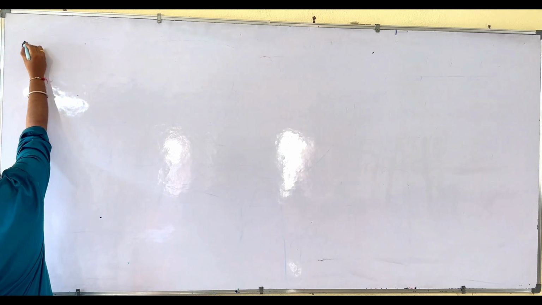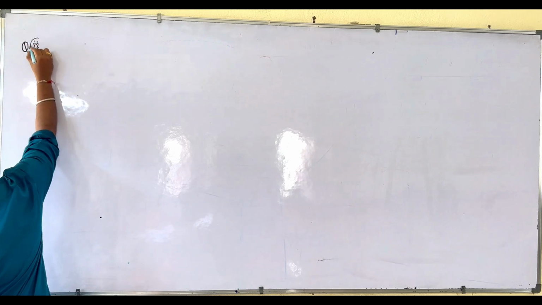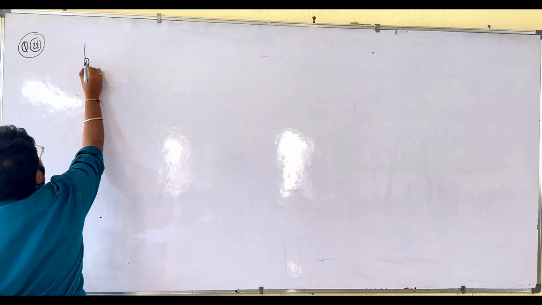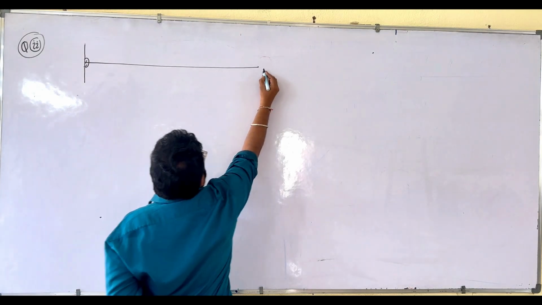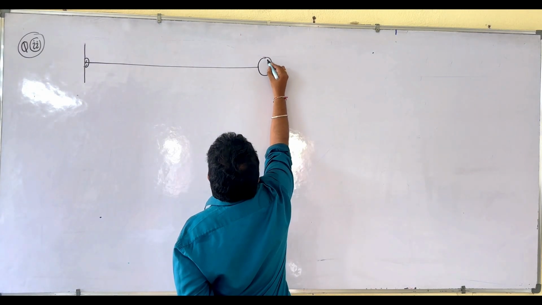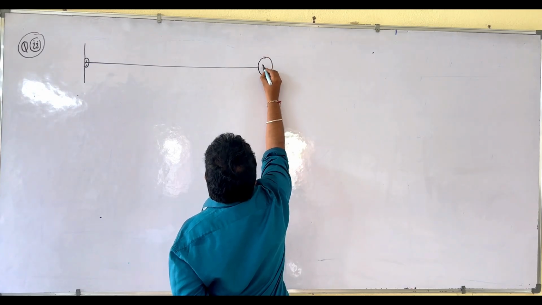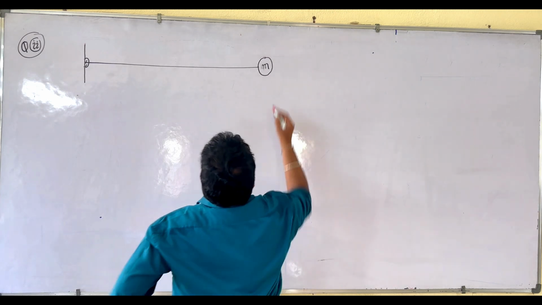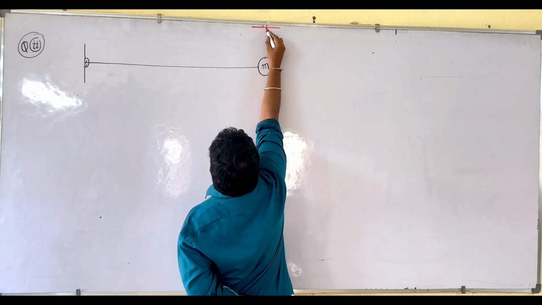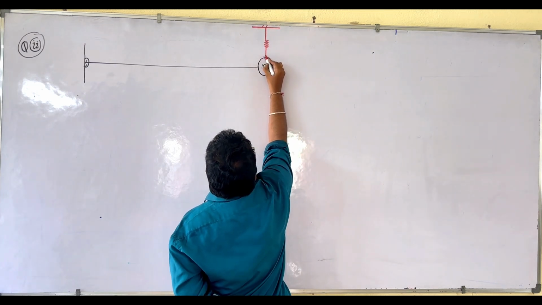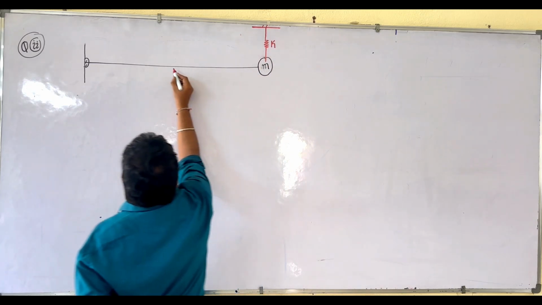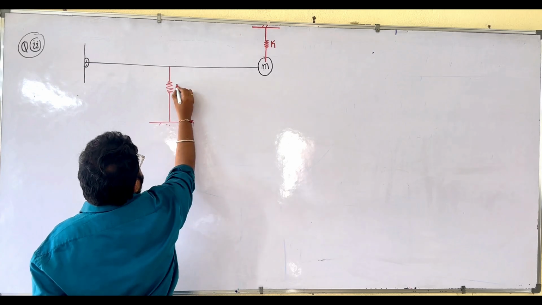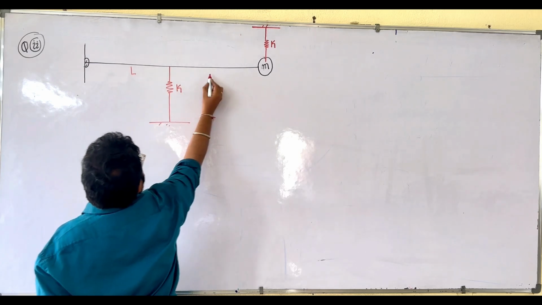Question number 2. See this. This is the pivot. It's a spring. This is the element mass. One spring is connected here. This is the spring K. Here is one more spring, K. This is L.